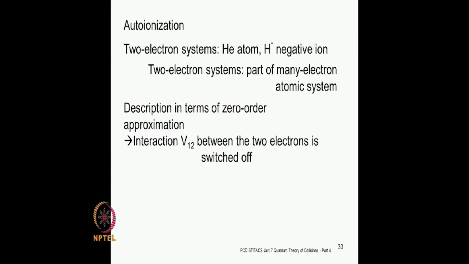So, we will describe this in terms of the 0 order approximation, and in the 0 order approximation you pretend that the interaction between the 2 electrons is switched off, which means that you can continue to use the hydrogenic quantum numbers. Now, you will remember that the hydrogenic quantum numbers like n, l, m and so on essentially come from symmetry properties. They come from the eigenvalues of those operators which commute with the Hamiltonian.